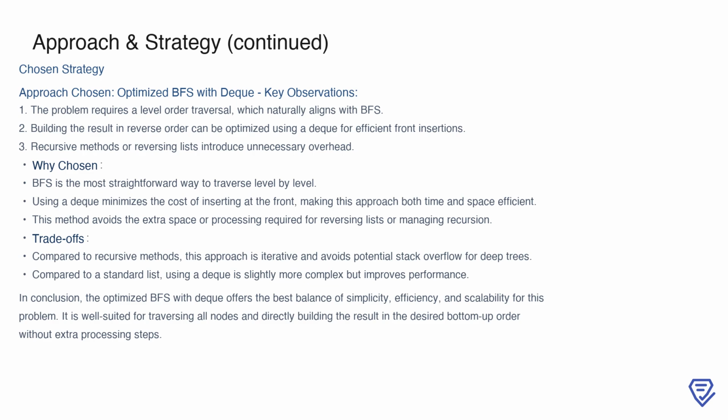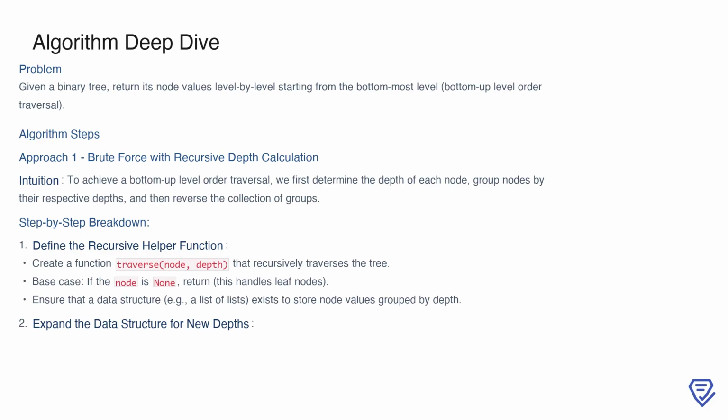In conclusion, this strategy offers the best balance of simplicity, efficiency, and scalability, making it the ideal solution for traversing the tree and building the bottom-up level order directly. To solve the problem of bottom-up level order traversal in a binary tree, we aim to return node values level by level, starting from the bottommost level.